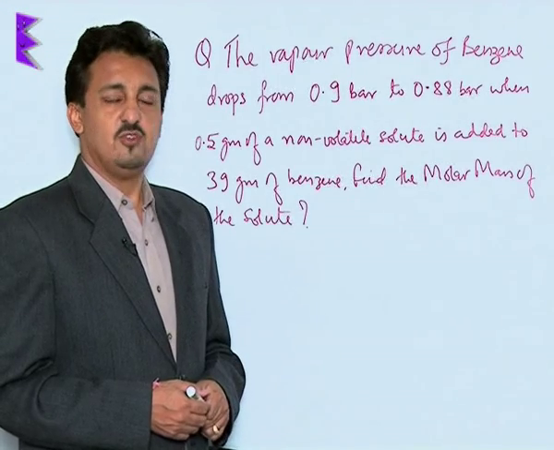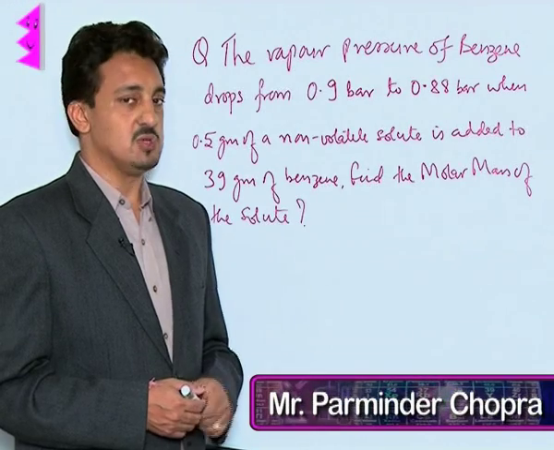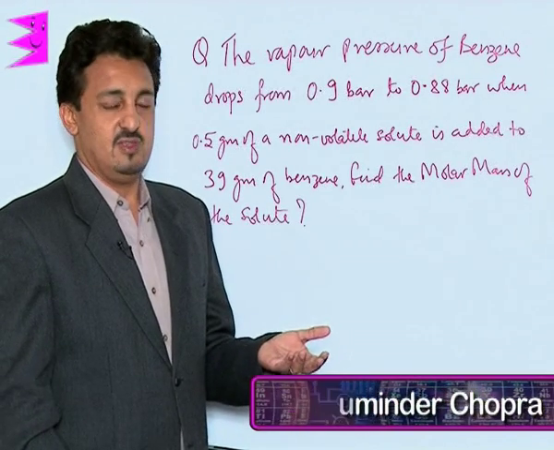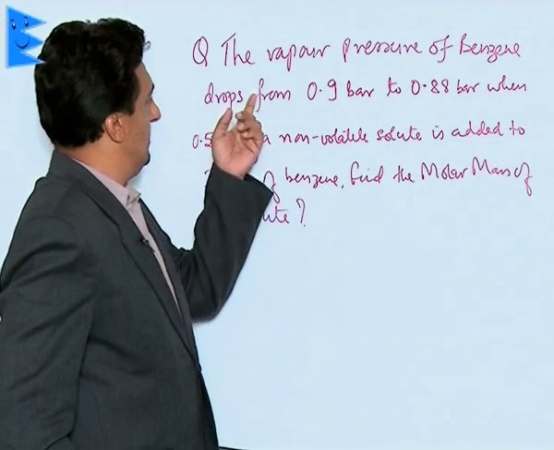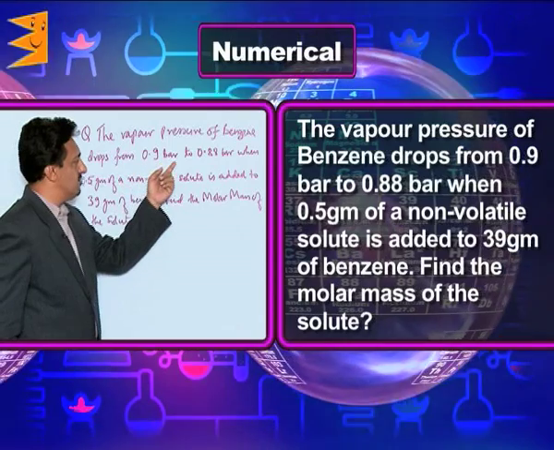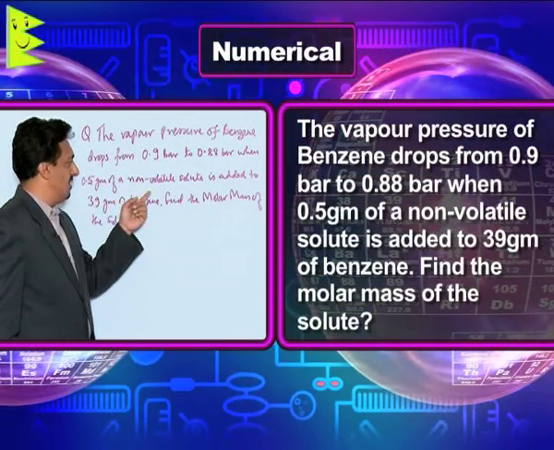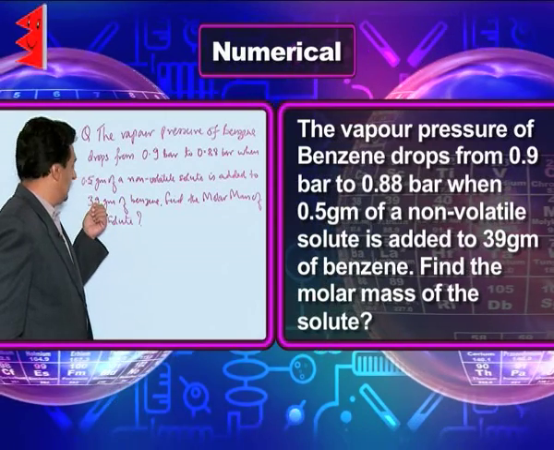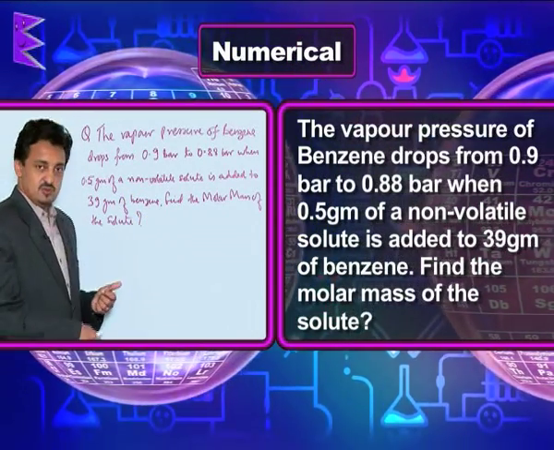How RLVP is used to find out the molar masses of the unknown solutes present in the solution, we can see with the example of this numerical. The vapor pressure of benzene drops from 0.9 bar to 0.88 bar when 0.5 grams of a non-volatile solute is added to 39 grams of benzene. Find the molar mass of the solute.